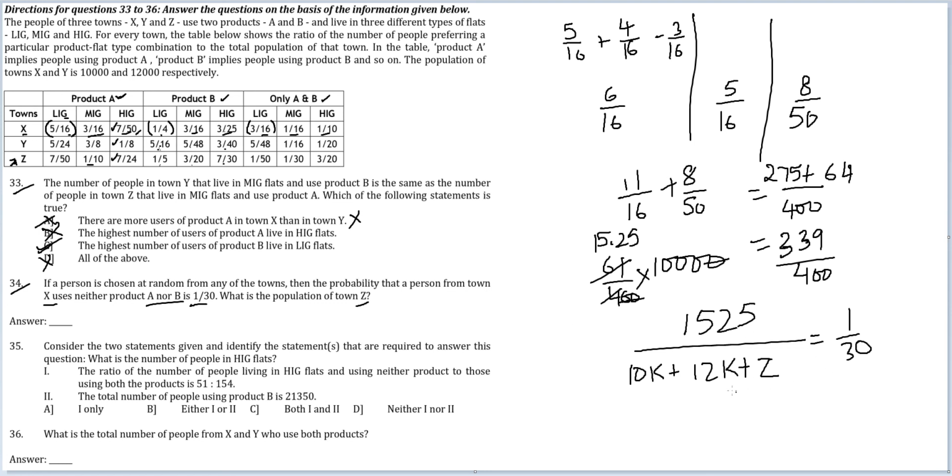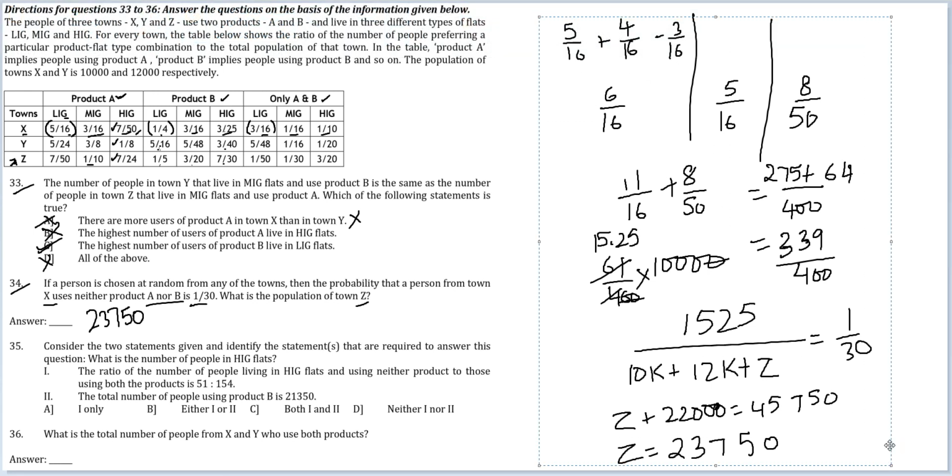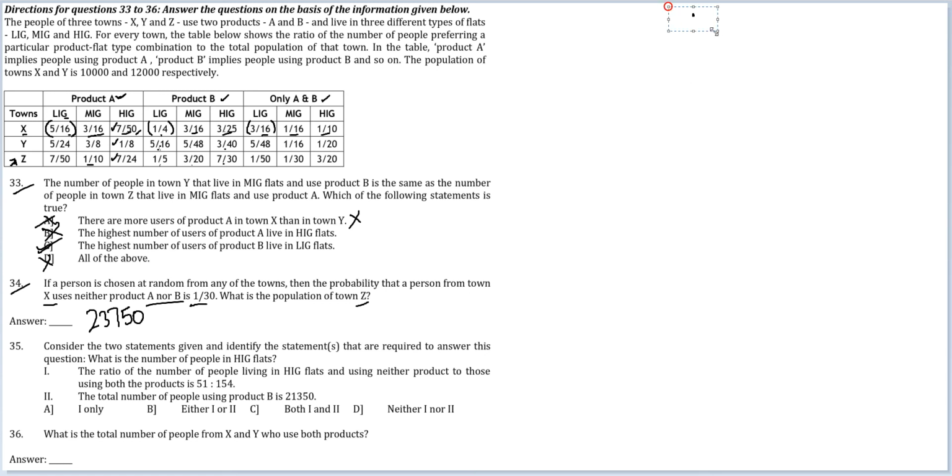Now Z plus 22,000 is equal to 45750, or Z is equal to 23750. Answer to question number 34 should be 23750. Okay, we've got this also. Let's get to the next question.